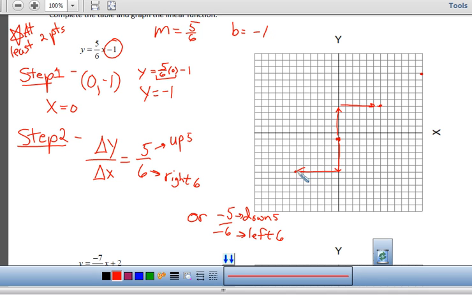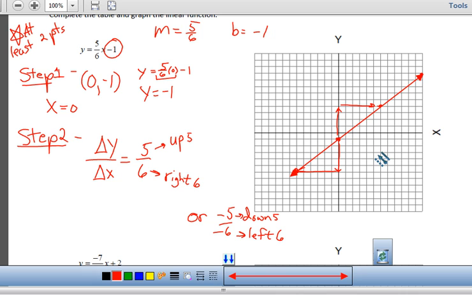And then I've got another point. Alright, I'm going to stop there. So I've got these points. I'm going to use my line tool. If you've got a ruler or some other straight edge, use that. Connect your points. Make sure you put an arrow on the end of it. It does keep on going. And there you go. There's your line.